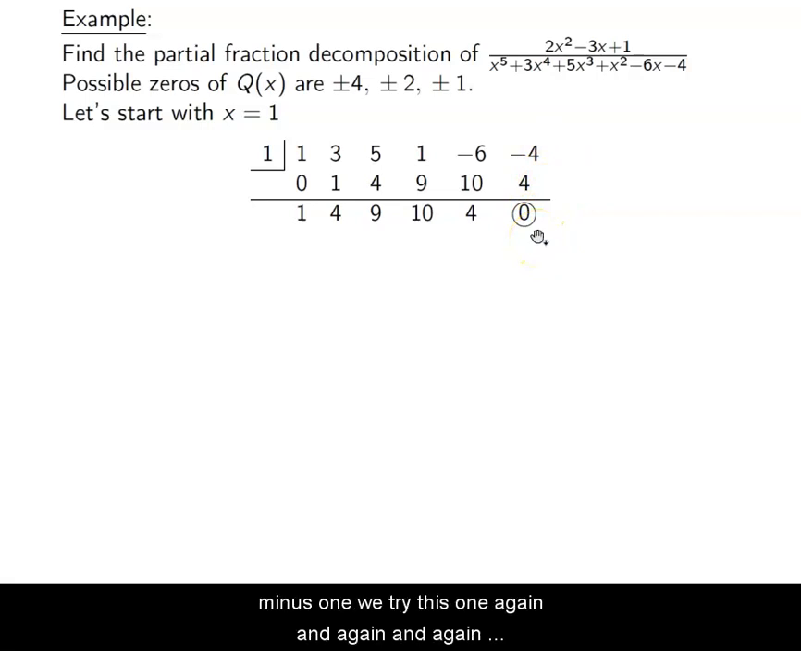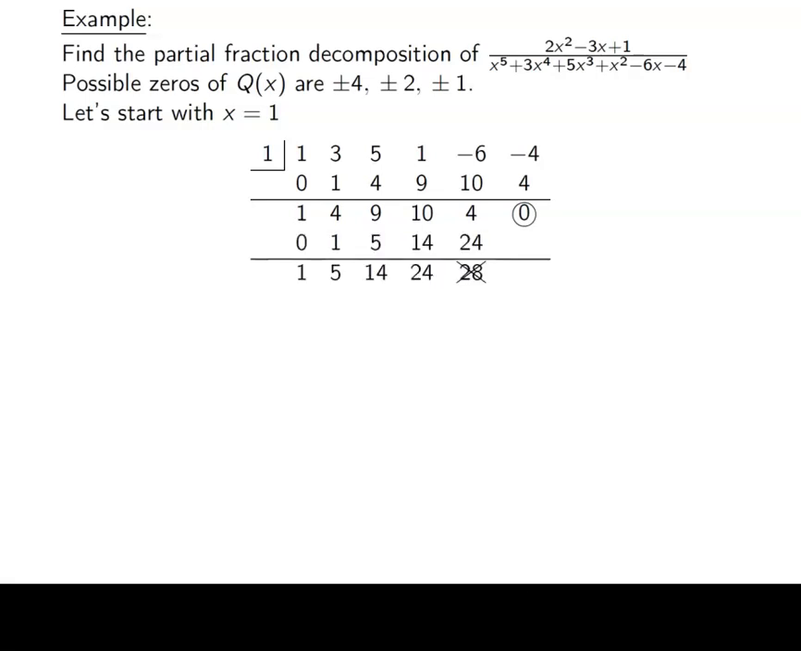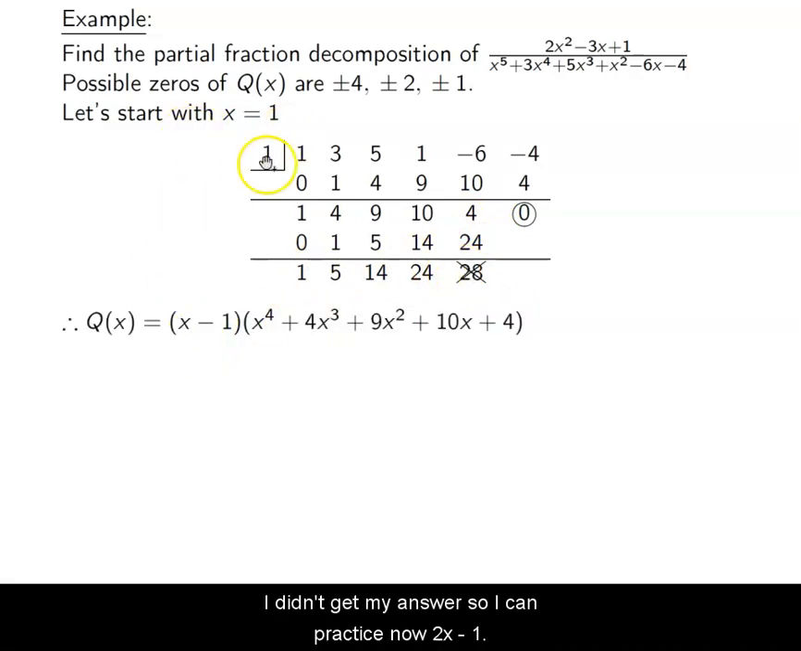So we have one factor. One factor is x minus 1. We try this one again and again until it fails. So I tried again. It doesn't work. So x minus 1 is a factor only once because the second time around I didn't get my answer. So I can break this down to x minus 1 times my remaining polynomial, not this thing here where it failed. So I have my x to the fourth, 4x cubed, 9, 10, and a constant of 4.